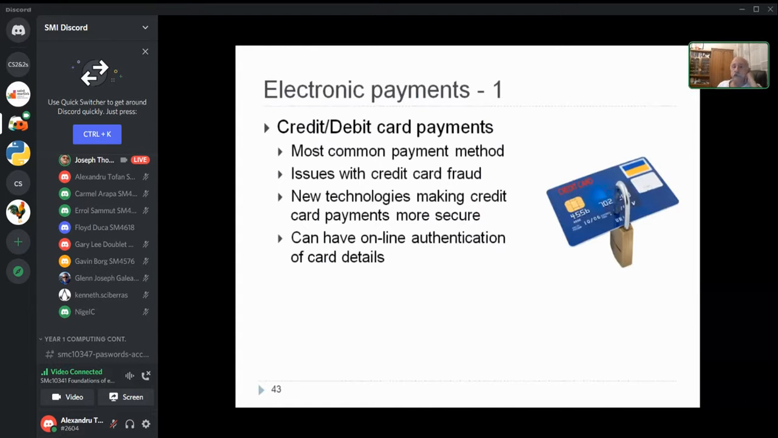And nowadays, you also have online authentication of card details. It's not just inputting your card number, your CCV number and the expiry date. Sometimes you are also asked additional questions to ensure that the person who is inputting those card details is the rightful owner of that card.